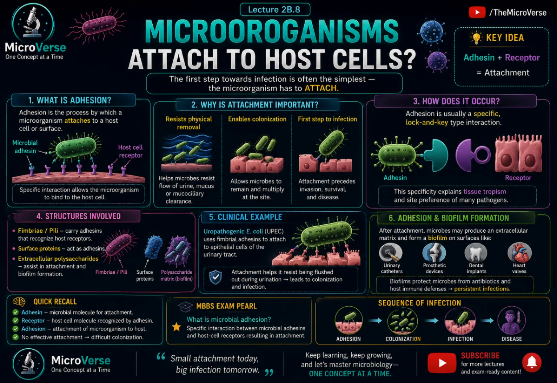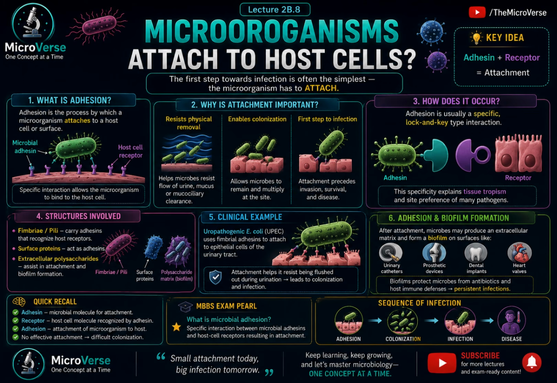Welcome back to MicroVerse. In the previous lecture, we distinguished between pathogenicity and virulence and introduced the concept of a virulence factor. We learned that a microorganism cannot produce disease simply by being present in the host. It first overcomes several barriers and establishes successful interaction with the host. And in many infections, the first important step is surprisingly simple. The microorganism must attach. So today's question is, how do microorganisms attach to the host cell?